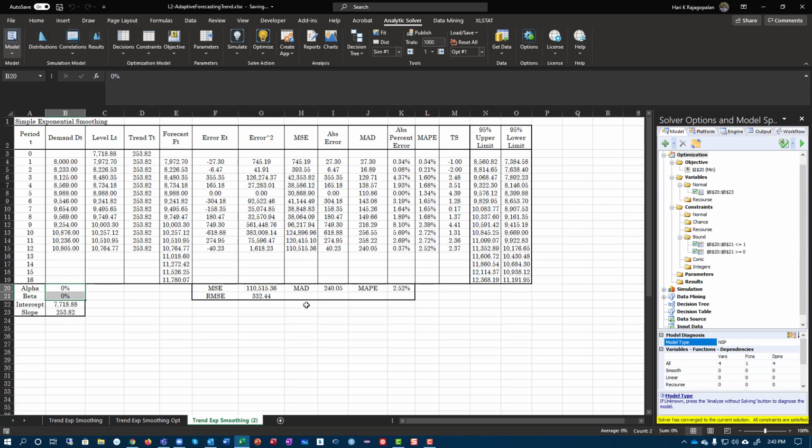And here you go. Essentially here, alpha and beta are 0, which means this is static. You'll notice your trend doesn't change. Trend is pretty static. It's 253.82 no matter what you do. Here's your intercept, here's your slope, which is your trend, and then it remains constant. And you get a MAD of 240. This is your optimized value. And with this, we've finished trend corrected exponential smoothing.